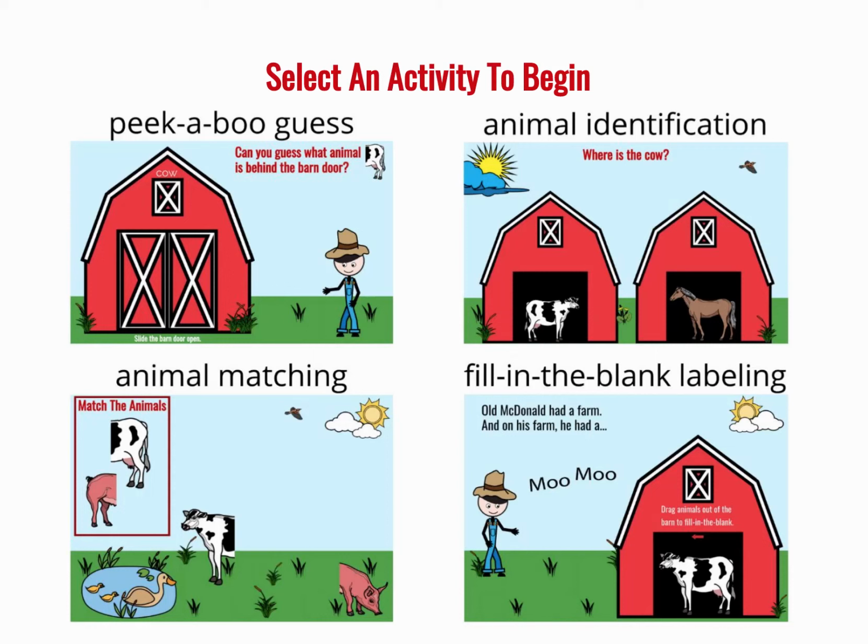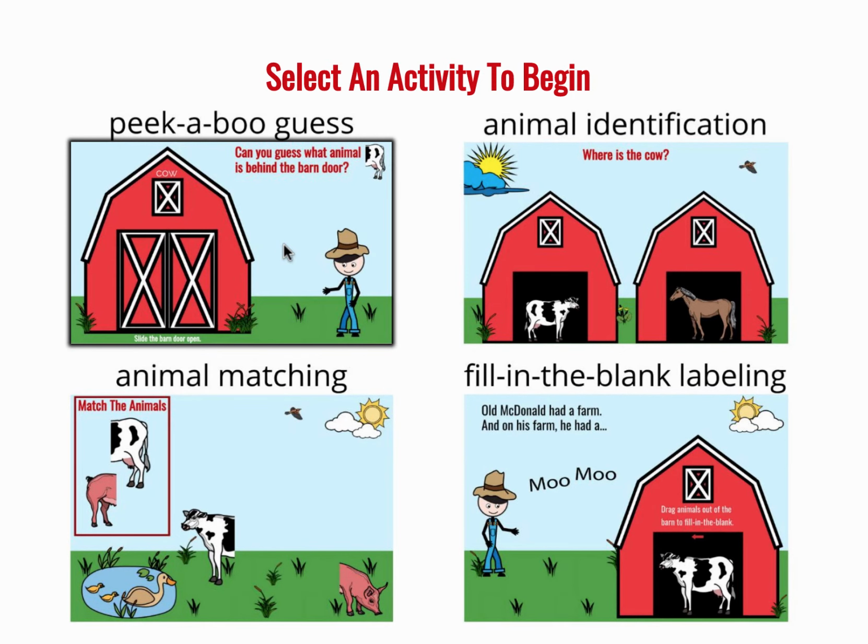Hey there, in this video I want to review how I use the Old MacDonald How to Farm vocabulary activity to target a variety of goals. You can use this for identifying farm animals, labeling, matching parts of a whole, and making early predictions. So we're going to start with this first one here, peekaboo guess.